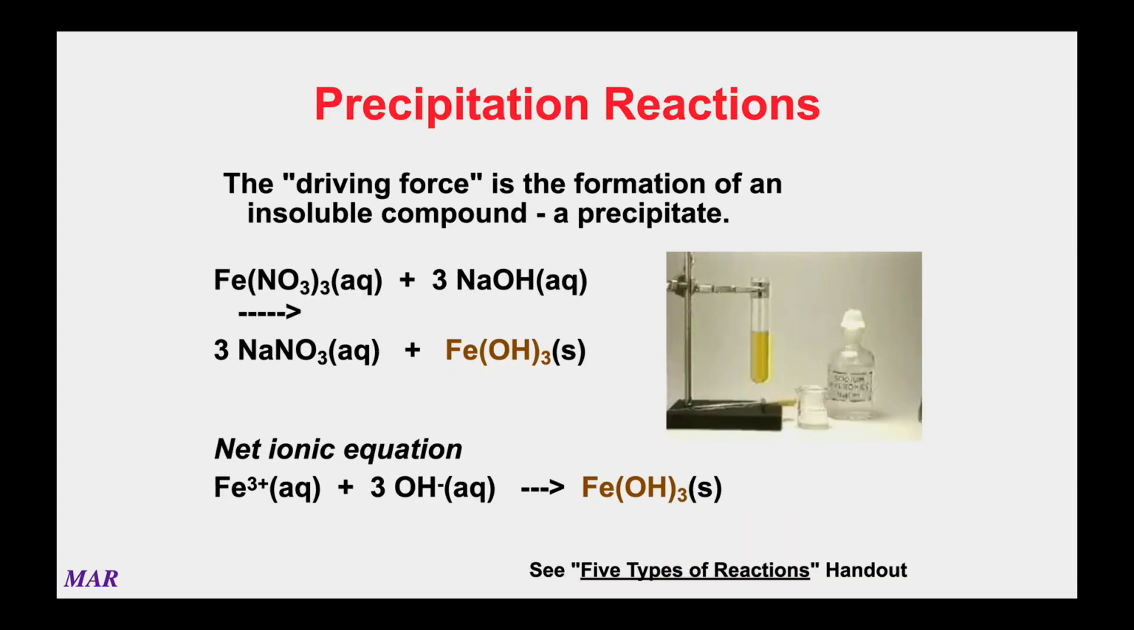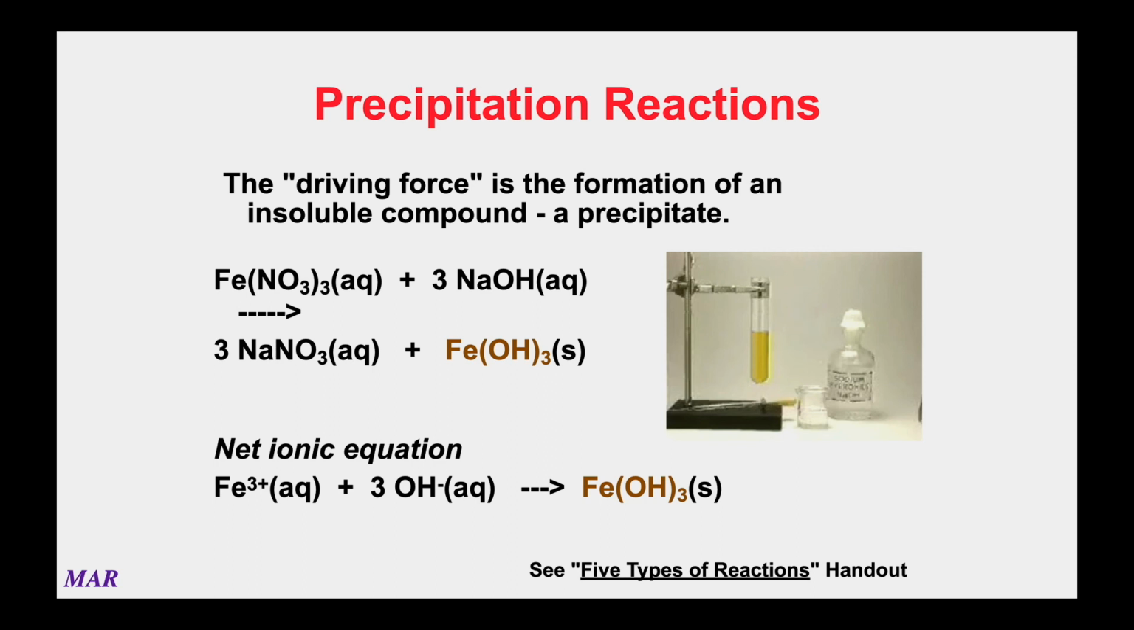One type of double displacement or exchange reaction, which is really important, is called a precipitation reaction. And these are really important to chemists overall. We're going to start talking about the things that drive chemical reactions to happen, all right? And one driving force, one reason why reactions occur, is if you can form an insoluble compound. And in my world, an insoluble compound is called a precipitate.